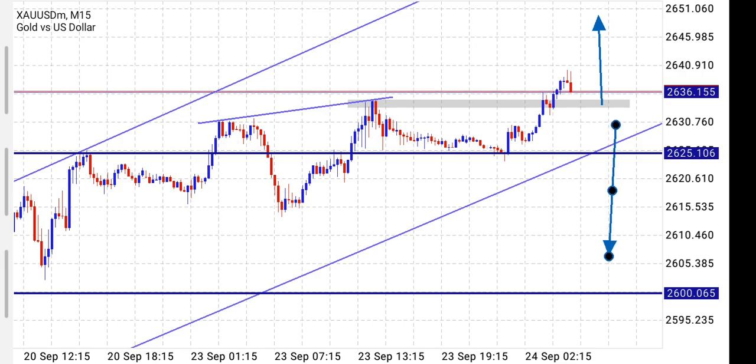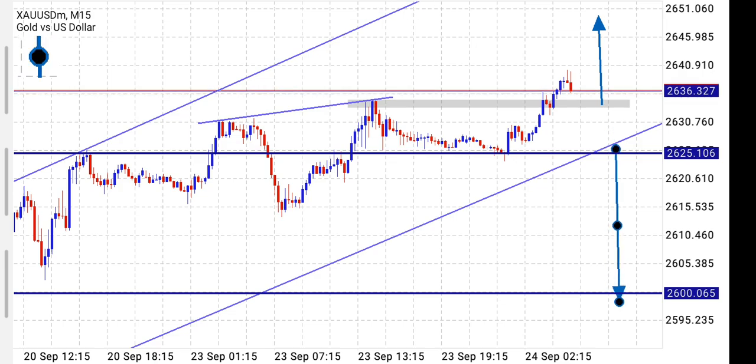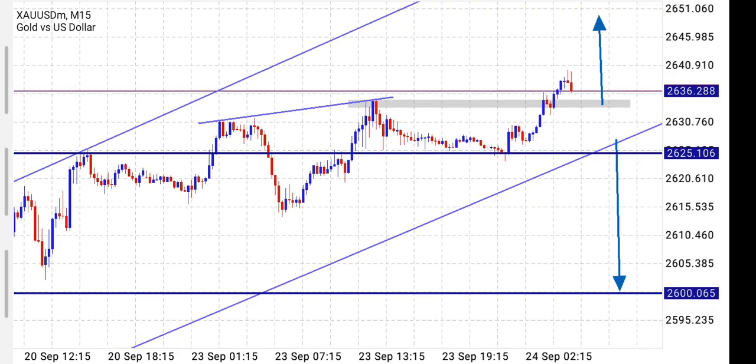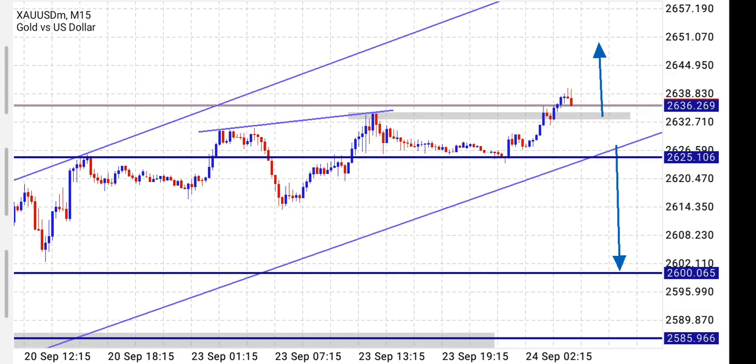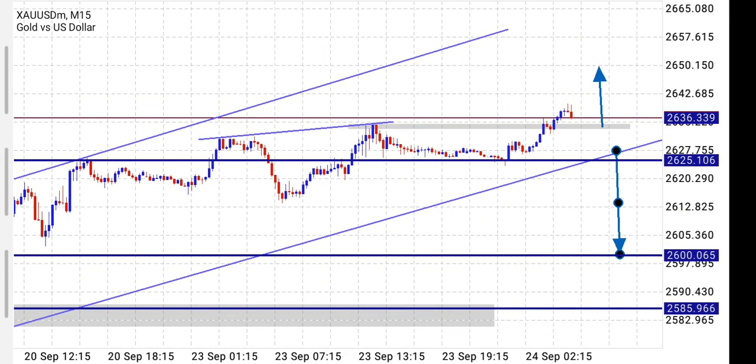And as I said in my previous video, I'm really targeting gold to drop back down to 2600. That's what I'm looking at, right? But again, this is not binary trading, right?